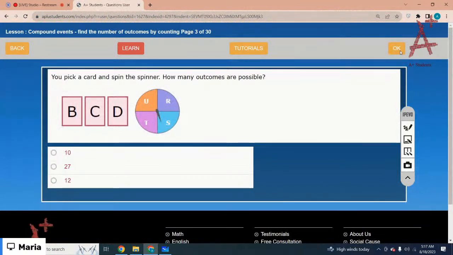You pick a card and spin the spinner. How many outcomes are possible? So for the card, you have three outcomes, and for the spinner, they are four, right? So you have to do 3 times 4. That means it is 12. The correct option is 12.